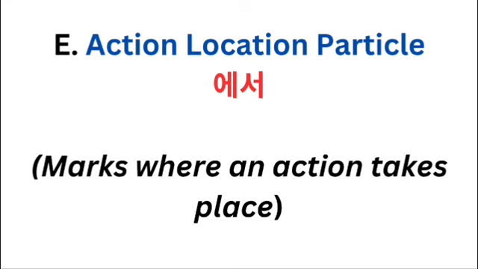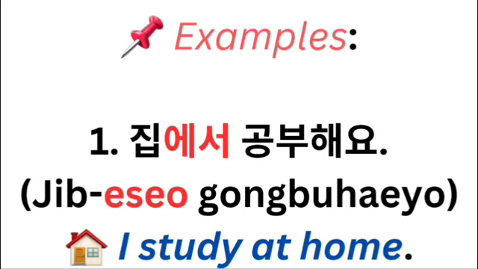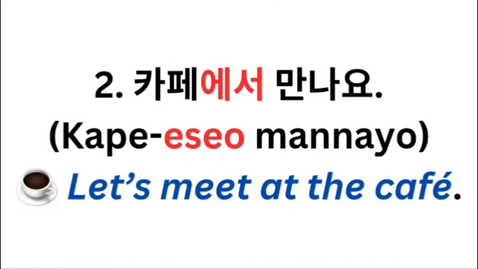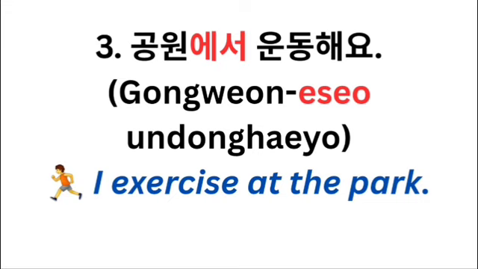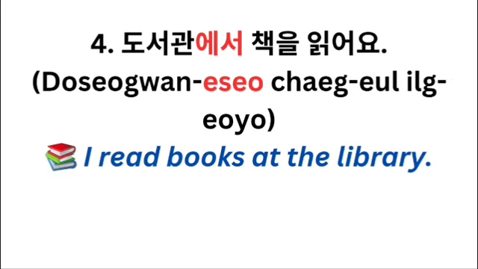Action location particle 에서 marks where an action takes place. 집에서 공부해요. I study at home. 카페에서 만나요. Let's meet at the cafe. 공원에서 운동해요. I exercise at the park. 도서관에서 책을 읽어요. I read books at the library.